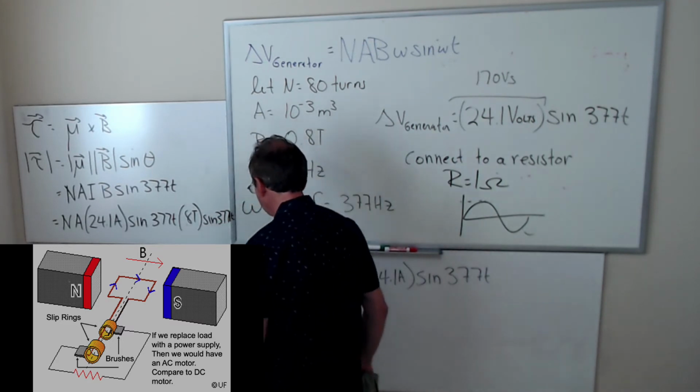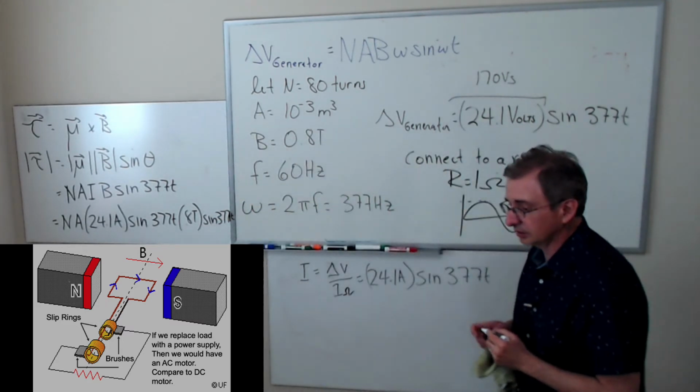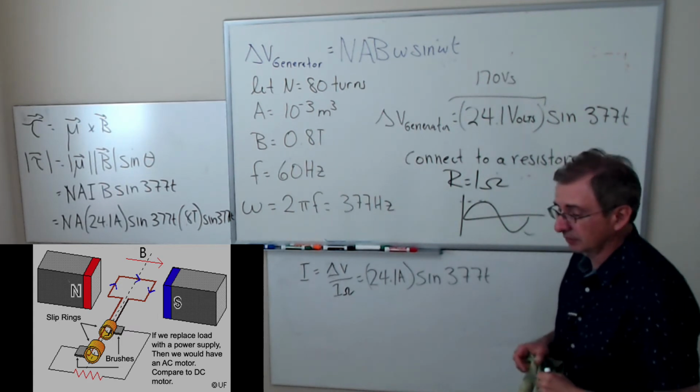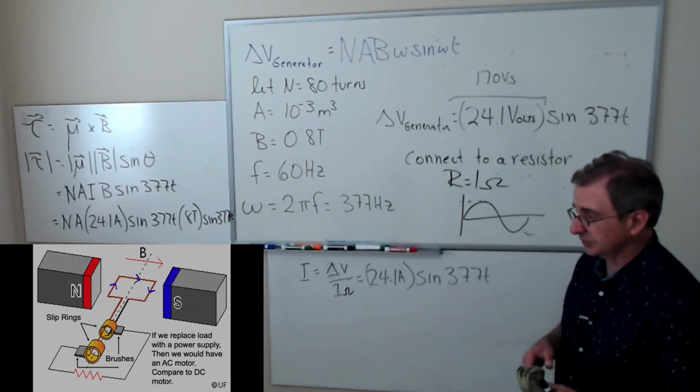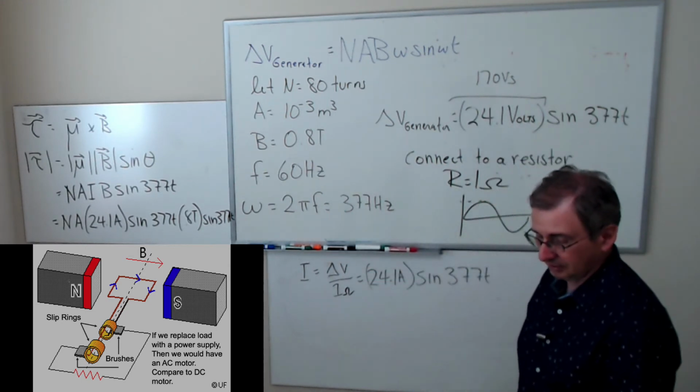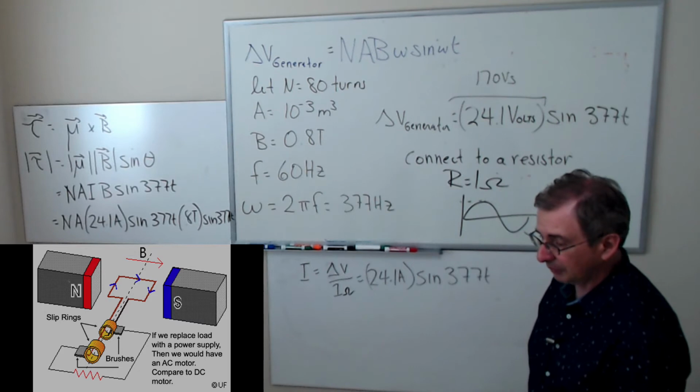I'll draw the T here. That would be the torque. That would be the magnitude of the torque as a function of time. So it's not a complicated problem if the magnetic field's constant. Are we okay with that?